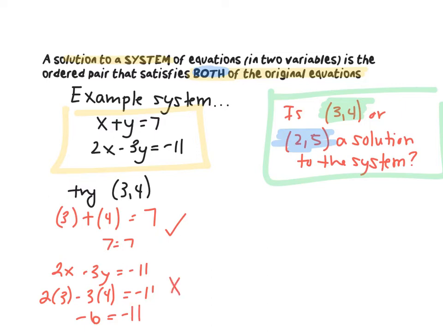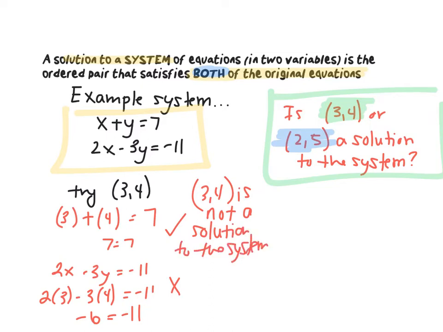So this point, 3, 4, is not a solution to the system because it doesn't satisfy both originals.